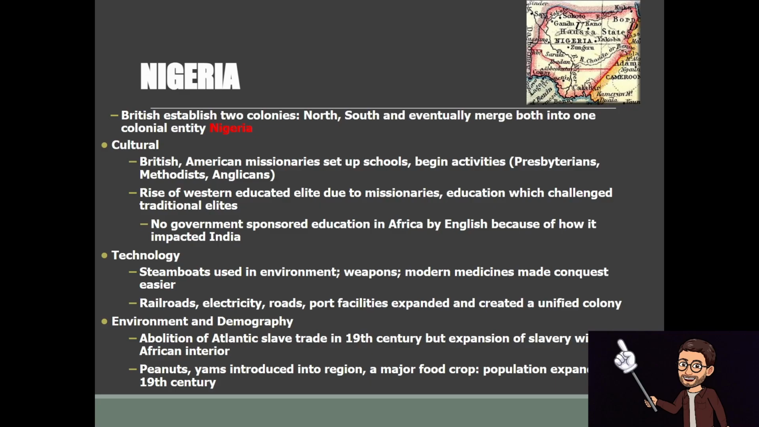Now, with the abolition of the Atlantic slave trade in the 1800s, it's going to somewhat hurt the economy of Nigeria, but what they're going to do is they're going to just expand slavery within the African interior. So no longer can you transport slaves to the New World. We'll just have slaves in Africa. The British really don't like this, but there's nothing really they can do about it.